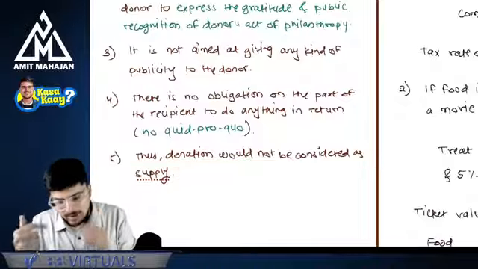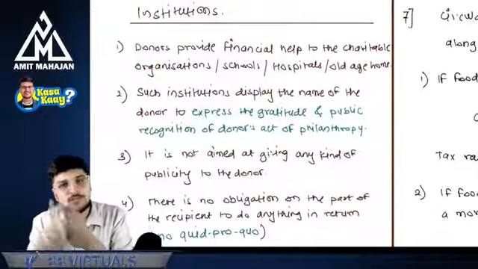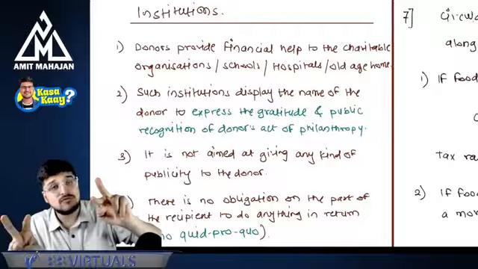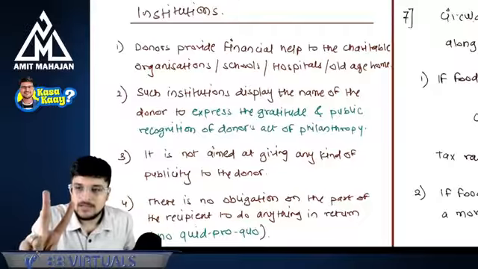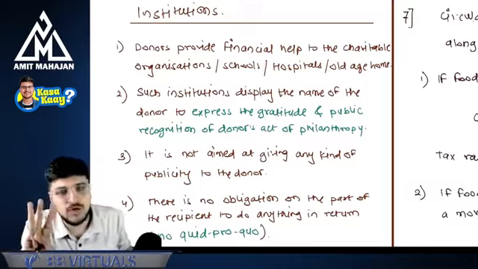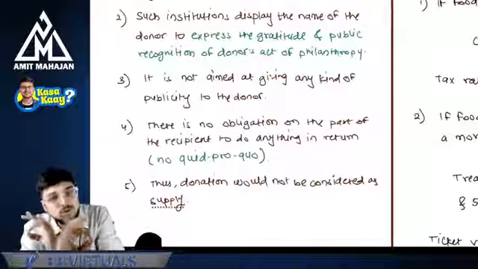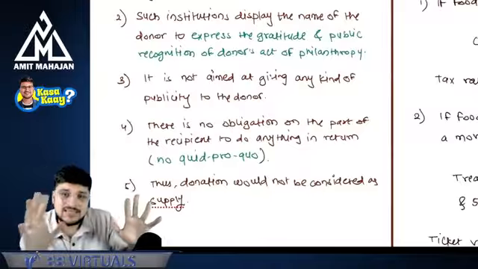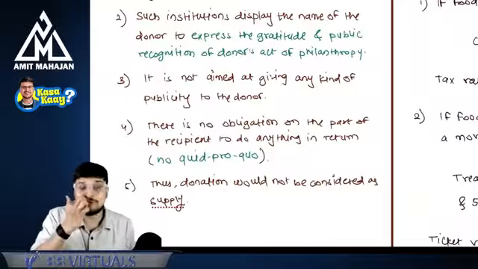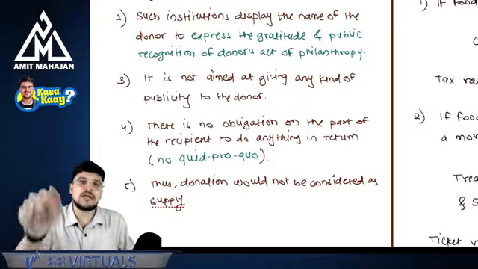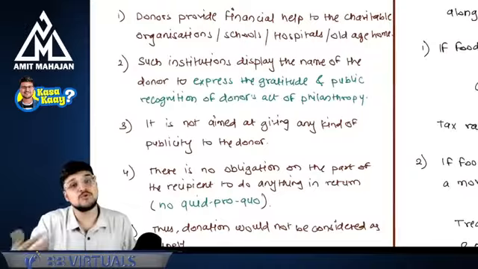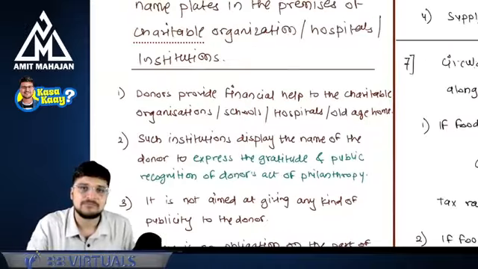First point, everybody look here and let's try to remember this. Number one, donors provide financial help to charitable organizations. Number two, they display the names of the donor to express the gratitude, correct? Number three, the thing which they are doing, that is writing the name, is not aimed at giving any kind of publicity to the donor. Point number four, there is no obligation on the part of the recipient to do anything in return. And number five, thus this donation will not be considered as supply. You have to remember these 5 points. I'm telling you, consciously put 10-15 minutes to remember these sentences. You will be sorted, because usually they ask questions on this point.